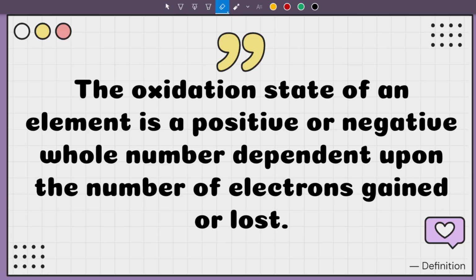The oxidation state of an element is a positive or negative whole number dependent upon the number of electrons gained or lost. What that means is that when we've been determining the charges on our elements for our nomenclature, we've actually just been determining the oxidation state. I just haven't been calling it that because most of the time we're looking at an anion and a cation. Sometimes those cations, you have to determine what the oxidation states are. And sometimes, with a polyatomic ion, we give a general charge for the overall ion rather than for individual elements within it.